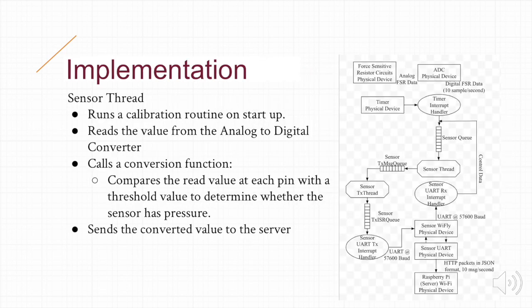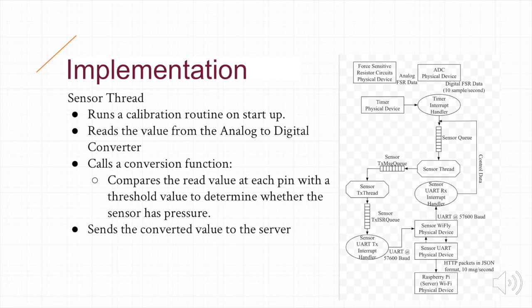On the software side of the force-sensitive sensors, we created a sensor thread. On startup, the analog to digital converter interrupt will run a calibration routine that will take 2 readings of each of the 10 analog pins. The 2 readings for each pin are then averaged together, and the average value for that pin is then stored in an array. The average value for each pin will serve as a threshold comparison value that will be used in the conversion function. This conversion function is also called in the interrupt.